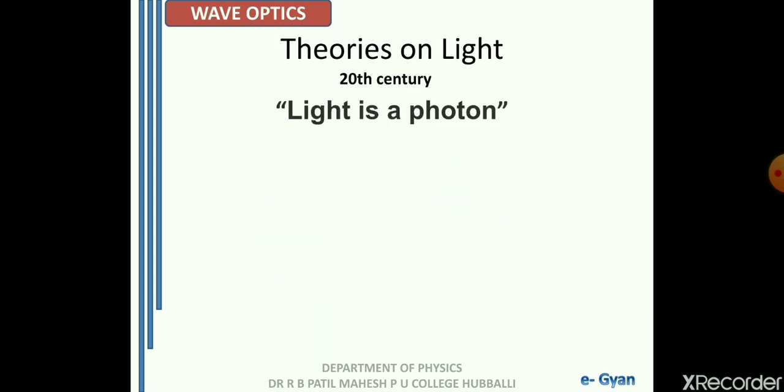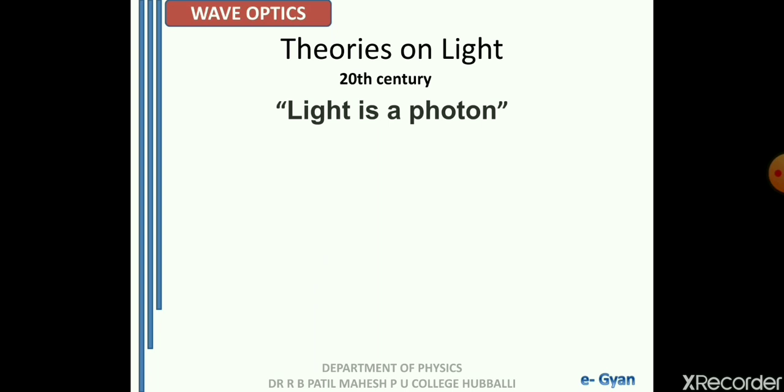In the 20th century, the light was said to have a photonic nature. The light was said to be a photon. Now, what does this mean? The photon is an entity which is neither a particle nor a wave. So, the photon nature makes the light have a third kind of nature, neither particle nor wave. Now, what does that mean?